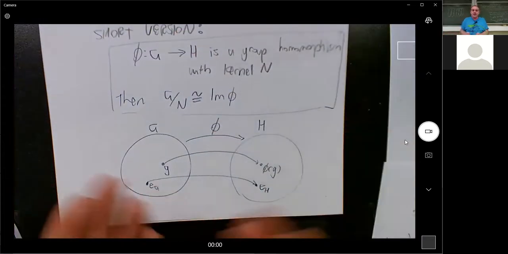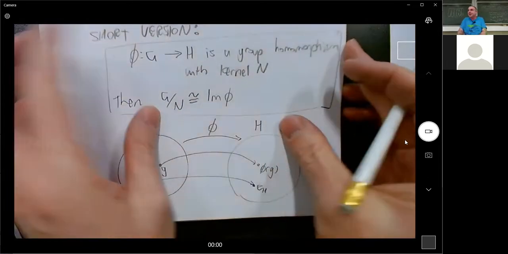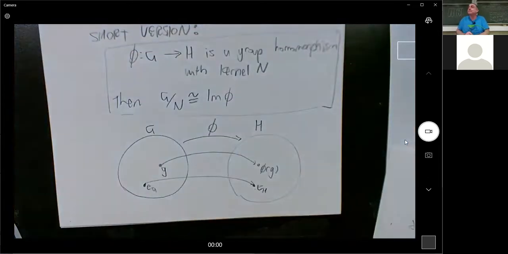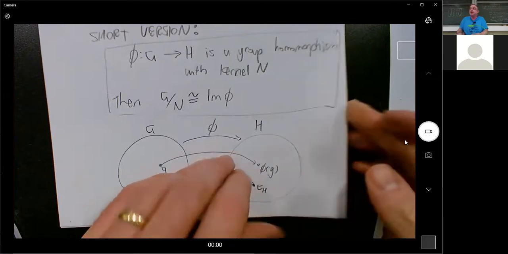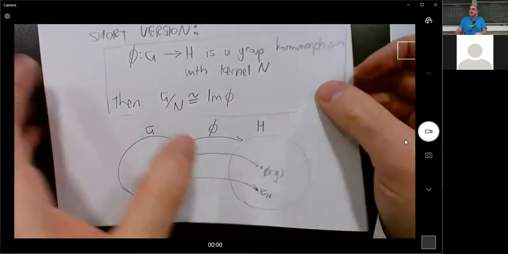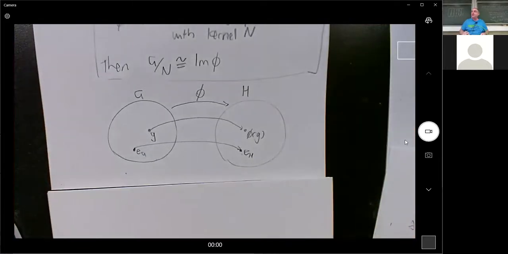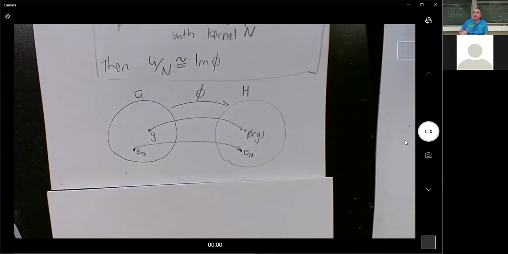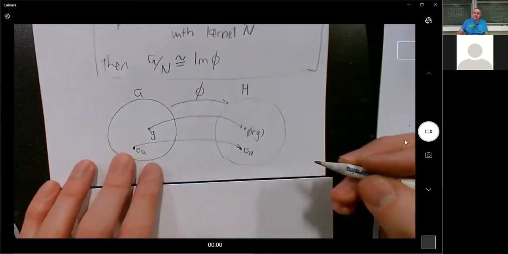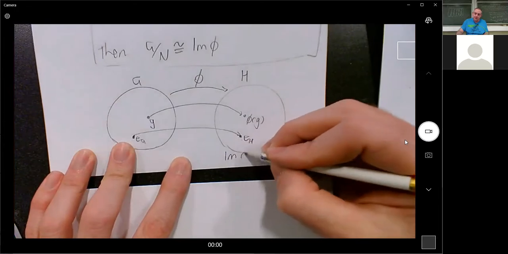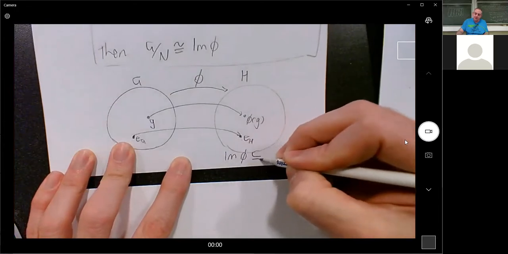Just going to need to, this is the beginning. Just draw another picture as well. Correct. That's what I was about to draw. Yeah, no, it is completely true. The image of phi is a subset of H. It could be equal to H. So the image of phi is a subset or equal to H.